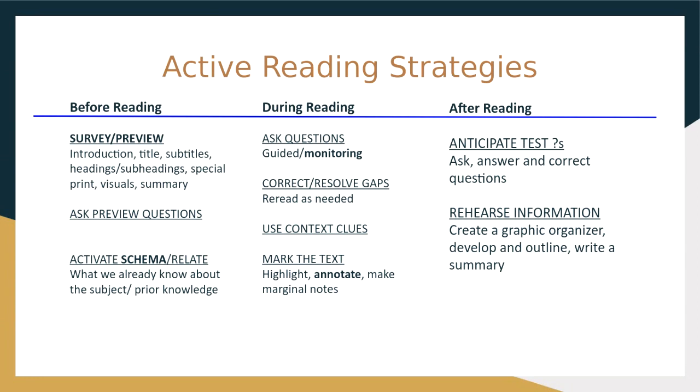And if you don't understand the point that the author is making, you need to stop. Go to the next phase here. You need to resolve gaps. You need to go back and reread it as needed, or just make a note that you didn't understand it and come back to it, and maybe you'll understand it better later. Use the context clues that we've already studied in prior lessons to figure out what it is about.